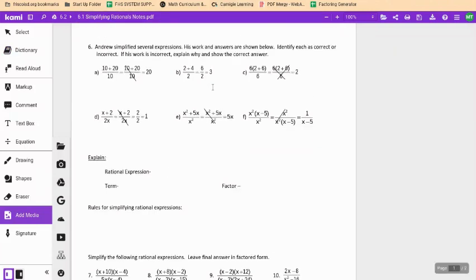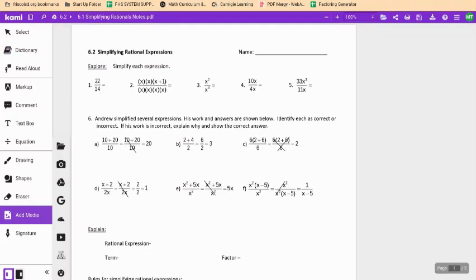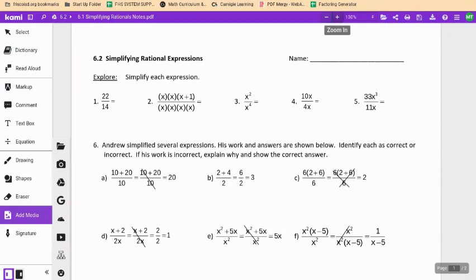All right, today we're going to be learning how to simplify rational expressions. Rational is just a fancy term for a fraction. So we're going to take two expressions and it's going to be a ratio of two expressions or two polynomials. Okay, so as I look at 1 through 5, this is the basics of simplifying, right?